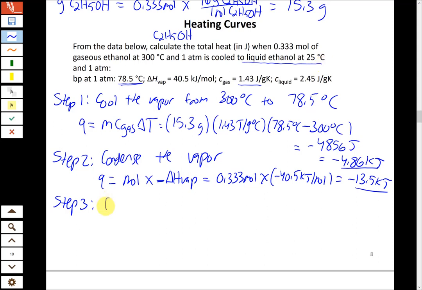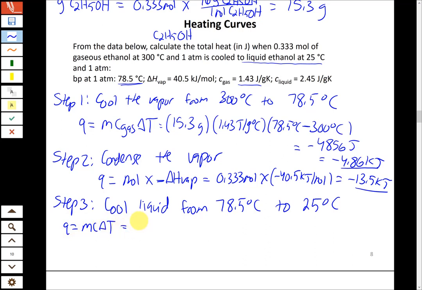So our last step is going to be to cool the liquid that we formed via condensation from the boiling point where it first forms, 78.5 degrees Celsius, to the stopping point of 25 degrees Celsius. And again, it's just a temperature change, so it's going to be Q equals mc delta T. We calculated before that the mass is 15.3 grams. We're in the liquid phase now, so we have to use the other heat capacity that's given to us, which is 2.45.